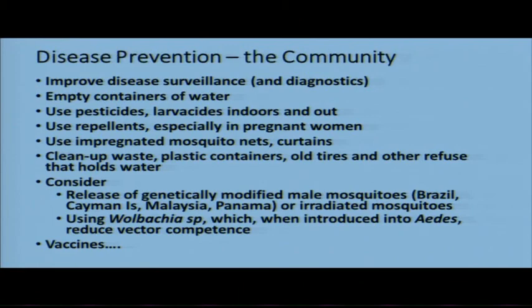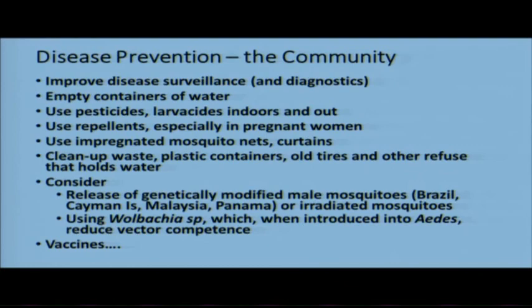Improved disease surveillance. Diagnostics is a problem right now. Emptying containers of water, using pesticides and particularly larvicides, both indoor and out. Use repellents, impregnated mosquito nets and curtains. Clean up waste, plastic containers, old tires, and other refuse that holds water.